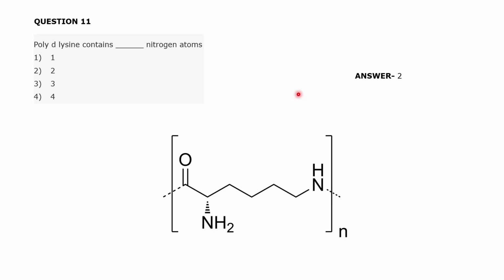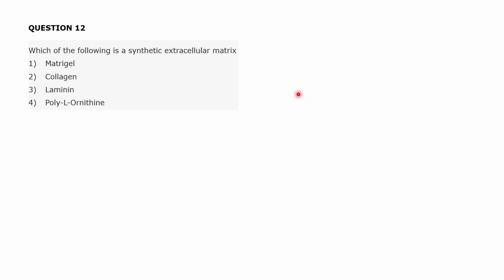Okay, so I will move on to the next question. Basically a simple question. Coming on to question number 12. Which of the following is a synthetic extracellular matrix? Option 1, Matrigel, 2, collagen, 3, laminin, or 4, poly-L-ornithine. Which might be the answer? 4. Okay, 4 is the answer. Anyone has any other option? Poly-L-ornithine. Okay, so the answer is right. The answer to the question is poly-L-ornithine.